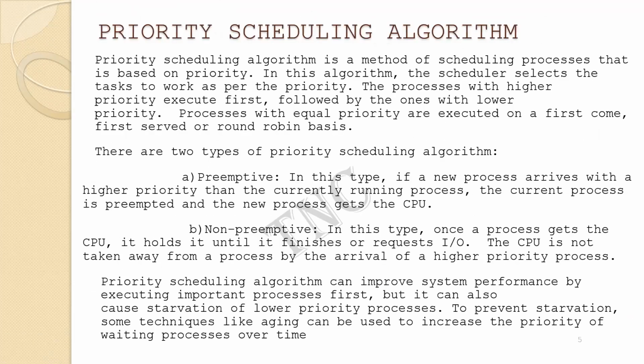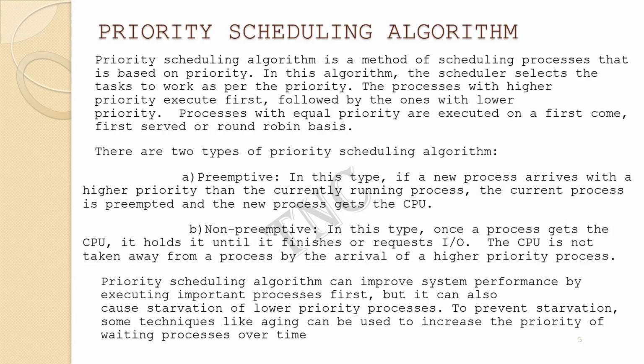So first, let's see the priority scheduling algorithm. It is a method of scheduling processes that is purely based on priority. Scheduling selects the task to perform as per the priority. This type of scheduling can improve system performance by executing important processes first, and it can also cause starvation of lower priority processes. In this, the process which has higher priority will execute first, followed by the lower ones.